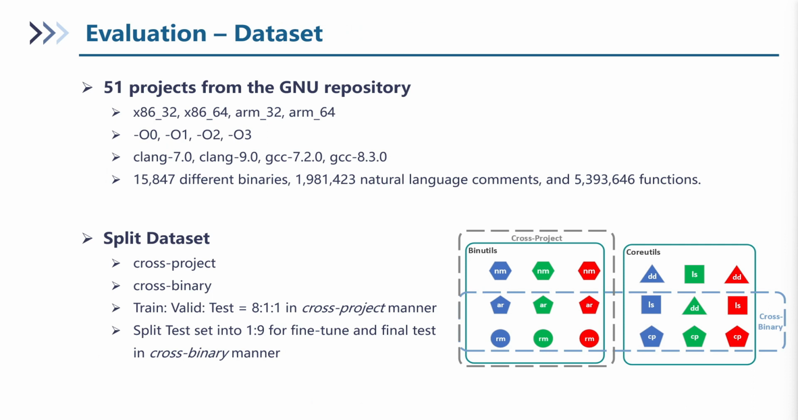Now, let me briefly describe our dataset construction. The binaries in our dataset are compiled from 51 projects from the GNU repository with 64 different cross-compilation options. The dataset is divided 8:1:1 into training set, validation set, and test set in a cross-project manner, which is closer to the practical situation. And the test set is further divided 1:9 into a fine-tune set and the final test set in a cross-binary manner.